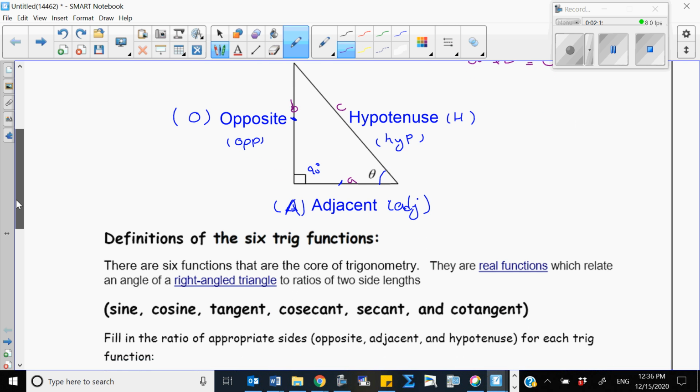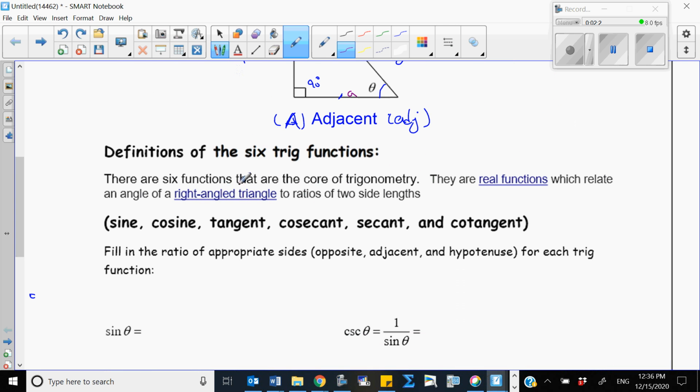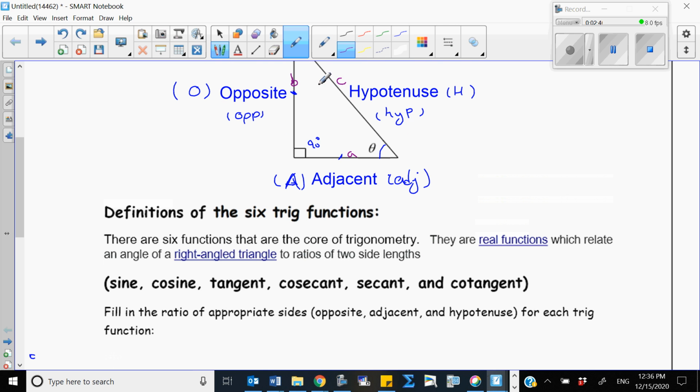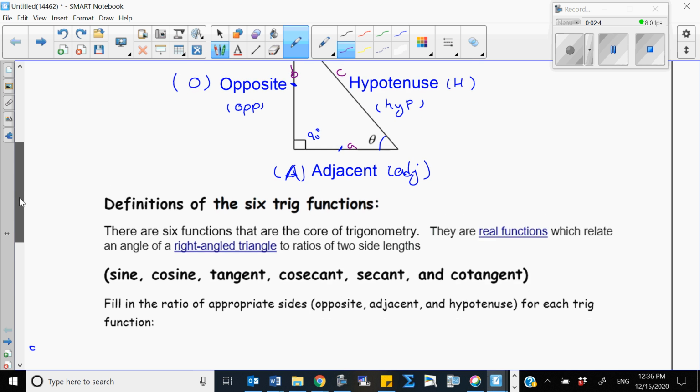Okay, let's go to the next part, definition of 6 trig functions. There are 6 functions that are the core of trigonometry. They are real functions which relate an angle of a right triangle to ratios of the side lengths. So that means if I have a right triangle here, these trig functions relate the angles to the sides, and that's all. Now let's see what functions we have.